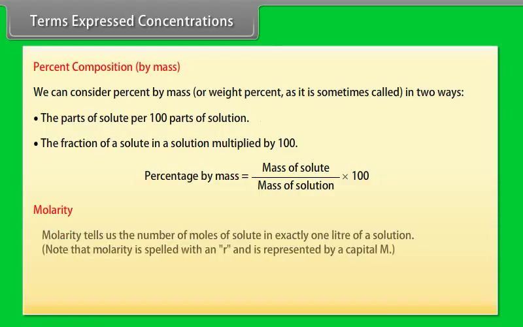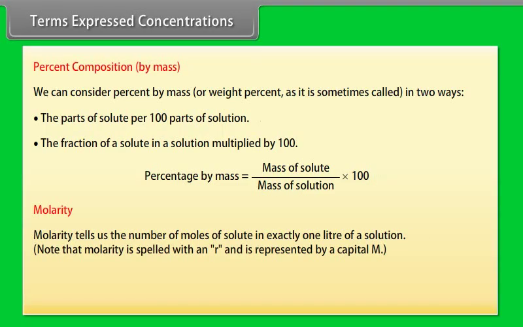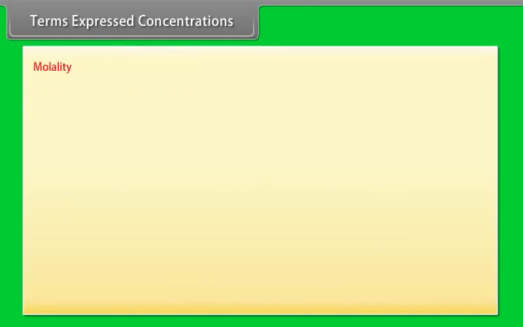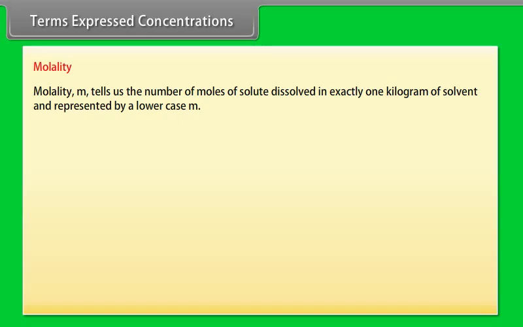Molarity. Molarity tells us the number of moles of solute in exactly 1 liter of solution. Note that molarity is spelled with an R and is represented by a capital M. Molarity is equal to moles of solute upon volume of solution, liter. Molality. Molality tells us the number of moles of solute dissolved in exactly 1 kilogram of solvent and is represented by a lowercase m. Molality is equal to moles of solute upon mass of solvent, kilogram.